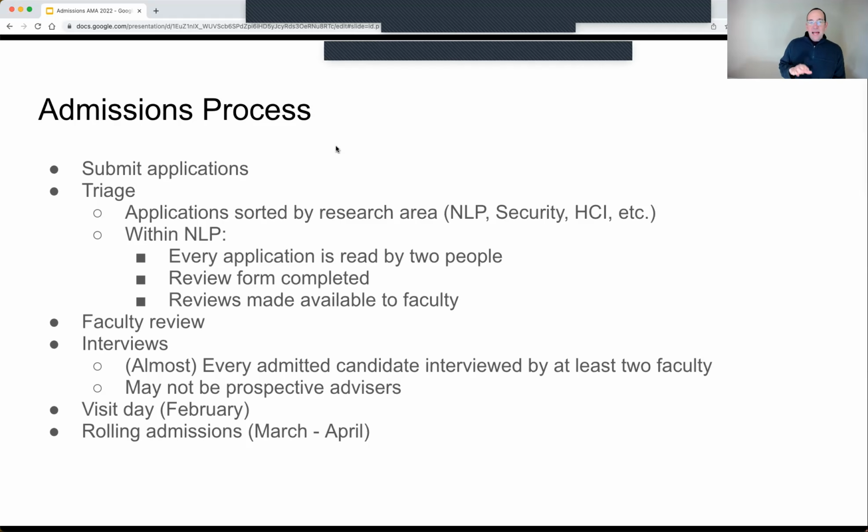The visit day is usually just domestic applicants. So this is people applying from North America because we fly you in and it's not cost effective or time effective to fly people from overseas. So if you're applying from overseas, we will just do the interviews. You don't come for the visit day. But if you are in the United States and we decide to invite you, we'll bring you for a visit day. Usually that is an interview weekend.